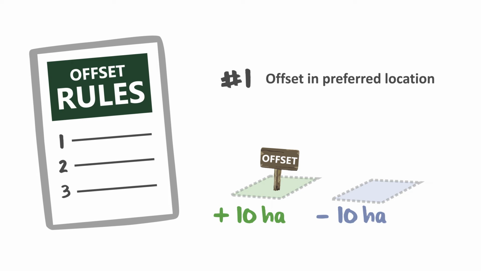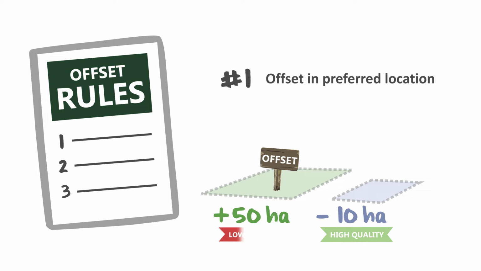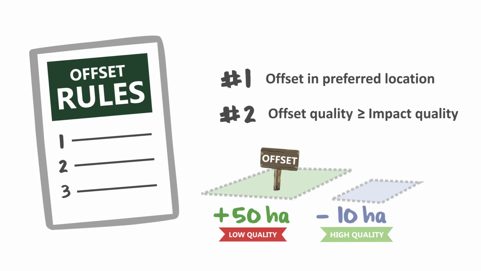Also, if we want to avoid exchanging a loss of a smaller area of high-quality habitat for a gain of a larger area of lower quality habitat, we can make a rule that the offset site needs to achieve a quality score at least as high as the impact site.